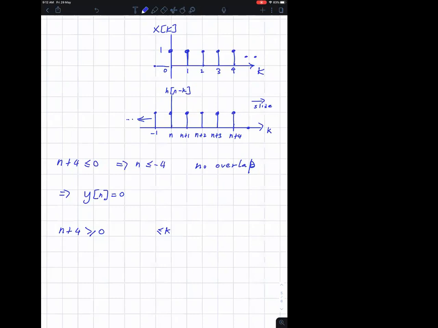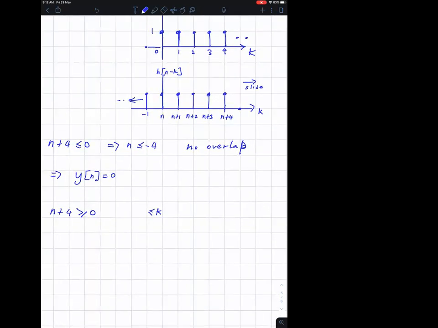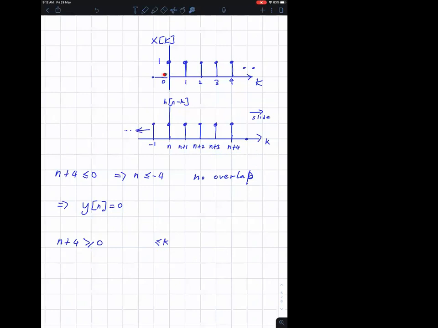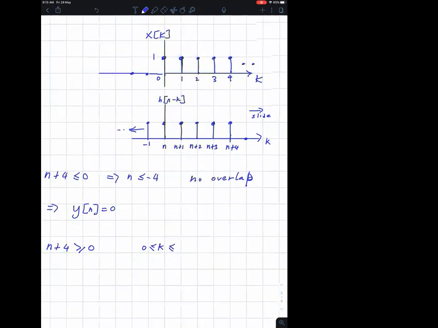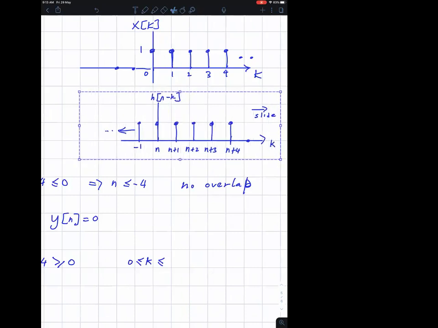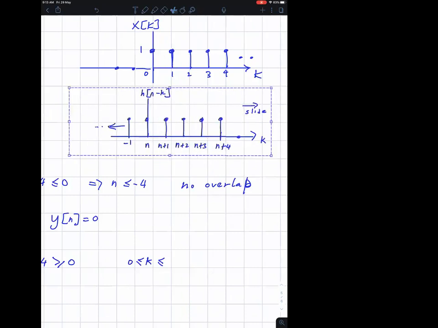So when you continue to slide through, the lower limit of k is 0. This is the lower limit of k. K is 0 because less than 0, there's no signals. So the lower limit for k is 0. The upper limit of k is what? Because I said earlier, you can continue to slide this, and how far you're going to slide depends on the value of n.